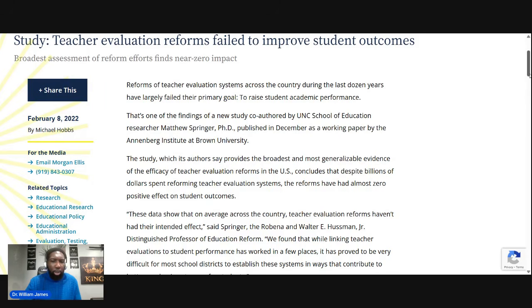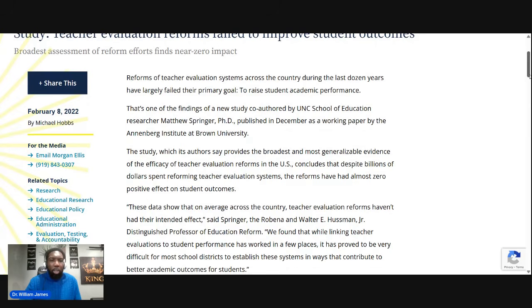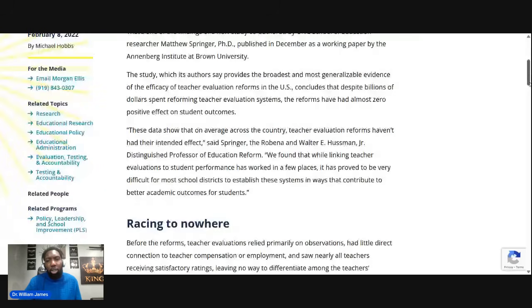The data shows, these data show that on average across the country, teacher evaluation reforms haven't had their intended effect, said Springer, the Robina and Walter E. Hussman Jr. Distinguished Professor of Education Reform. We found that while linking teacher evaluations to student performance has worked in a few places, it has proved to be very difficult for most school districts to establish these systems in ways that contribute to better academic outcomes for students.